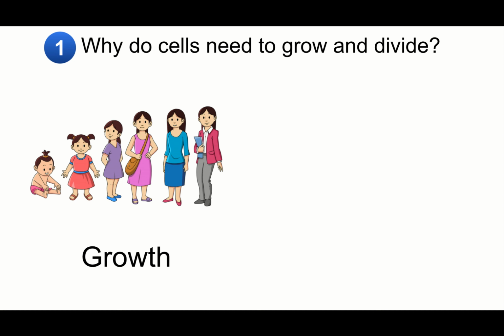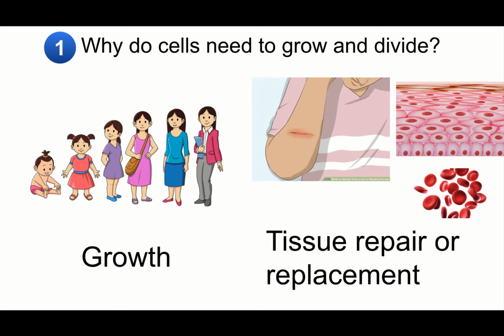The second reason that cells need to grow and divide is to repair you. When you get a cut and you damage or kill some of your skin cells and you lose some of your red blood cells because they escape out of you as you bleed, your body needs to repair those broken cells and replace the cells that you lost. And to do that, your existing cells need to grow and need to divide into new cells.